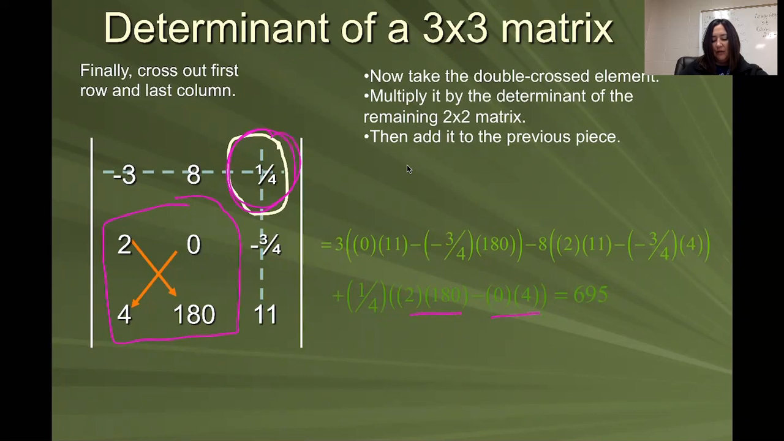Then you're going to calculate all of those and you get a specific solution. So when you are doing a 3x3, you have to do it 3 times. So you have to do 3 separate pieces. And notice that the signs will switch. And then you're multiplying that value times the determinant of a 2x2 matrix.